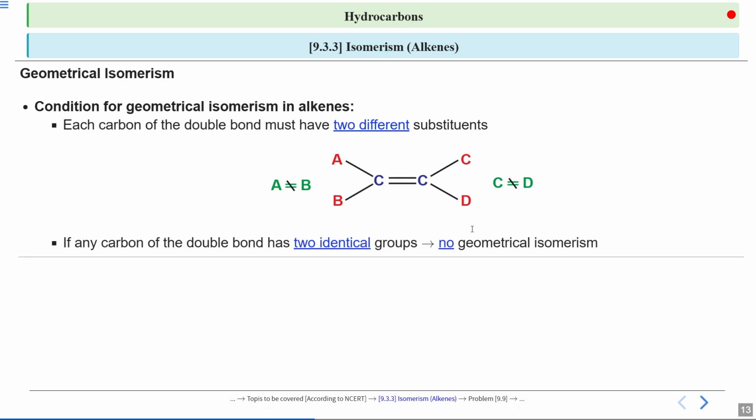So, if any carbon of the double bond has two identical groups, then geometrical isomerism is not shown by that specific alkene. This is because identical groups do not allow for different spatial arrangements, thus preventing the formation of isomerism. Remember, this is a very key point to remember when identifying potential geometrical isomerism in alkenes.